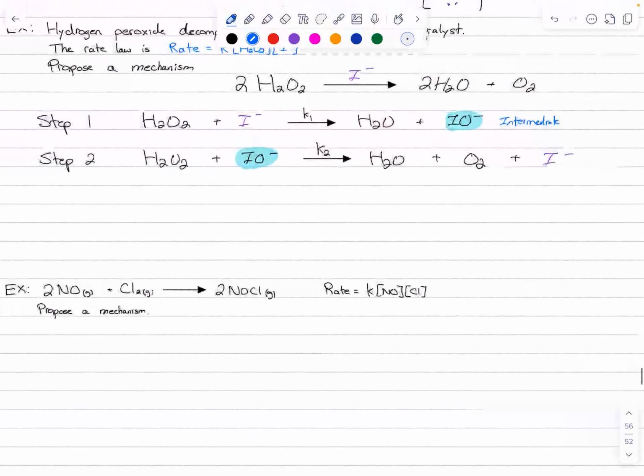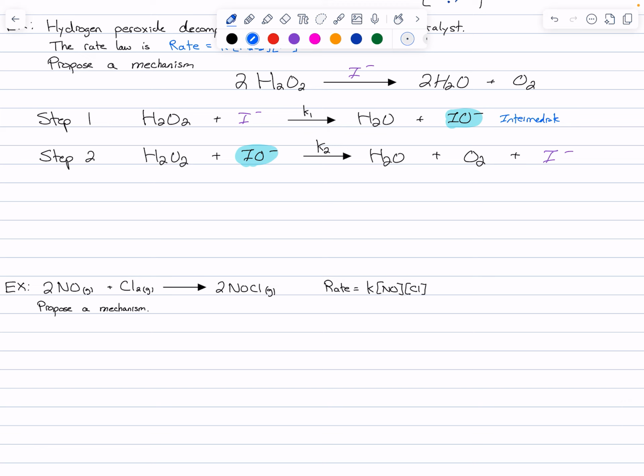All right. Another one. 2NO plus Cl2 going to NOCl, and it gives you the rate law. Propose a mechanism. Well, in the slow step, we know NO and Cl2 get together, and they can do that. So in step 1, I can have NO plus Cl2 getting together. And, oh, I have a typo here. That should be a 2.